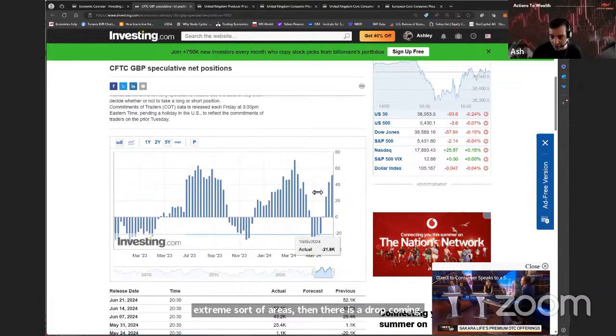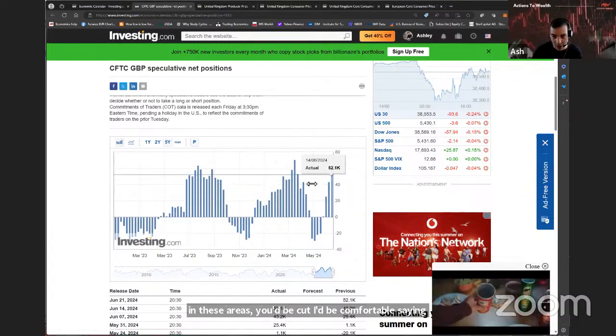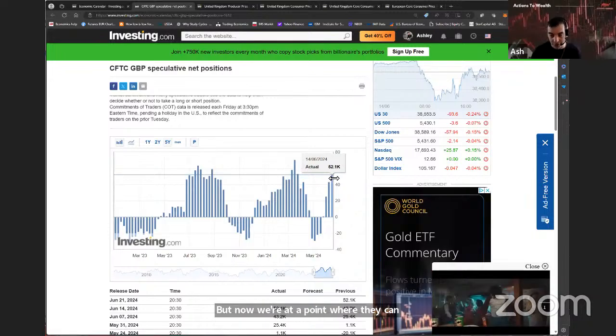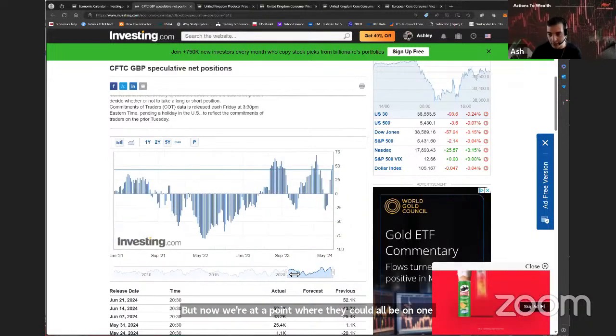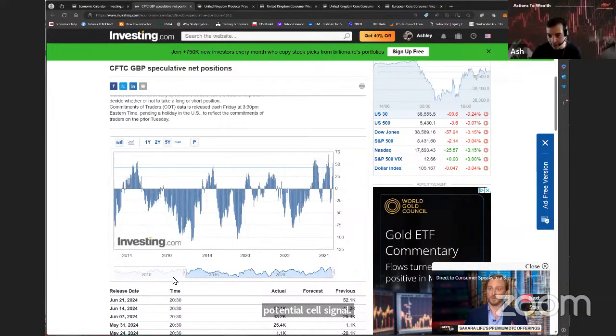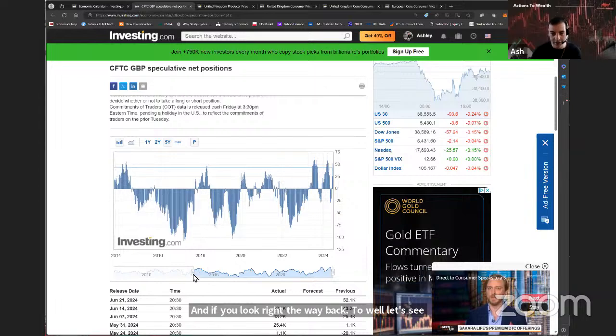But if the pound was in between, if there was buying going on in these areas, I'd be comfortable saying, okay, let's follow the speculators. But now we're at a point where they could all be on one side of the boat. And actually, it does create a potential sell signal. And if you look right the way back to, well, let's go to 2014, 10 years of data.